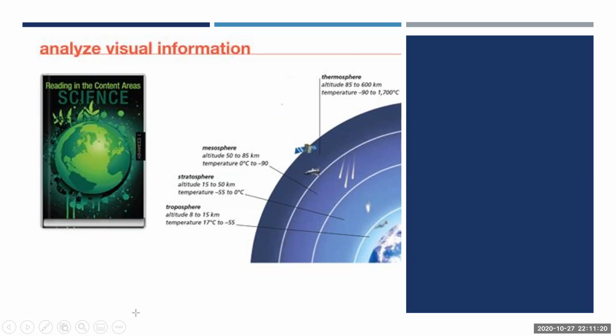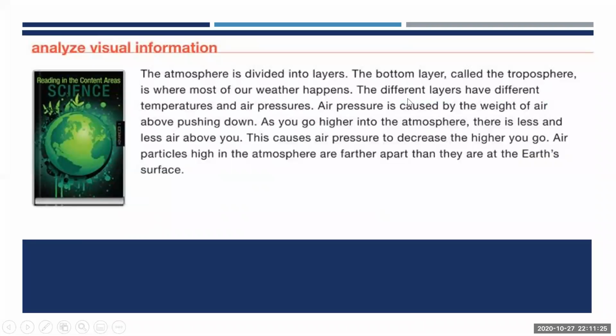There's nothing in the next slide that says anything about the different items that are showing up in each layer of the atmosphere, okay? It says that air pressure is caused by the weight of the air pushing you down. As you get higher, there's less air, which causes air pressure to decrease the higher you go. Air particles high in the atmosphere are farther apart than they are on the Earth's surface. So the text talks more about air pressure than it does about what is actually in that layer.